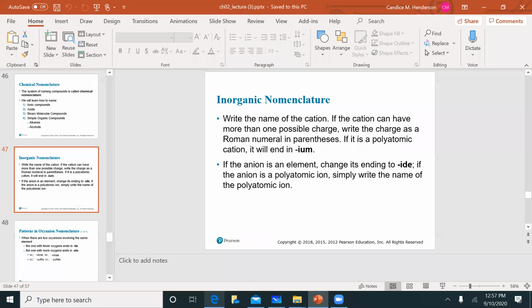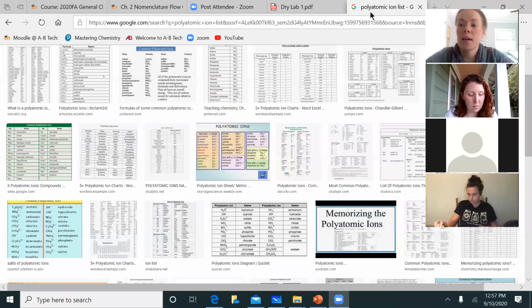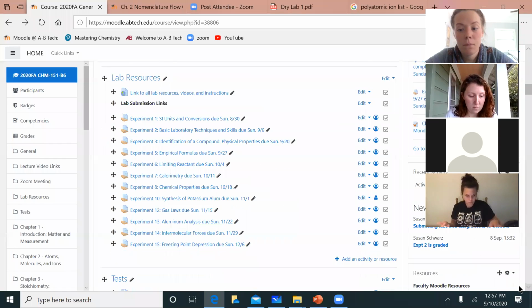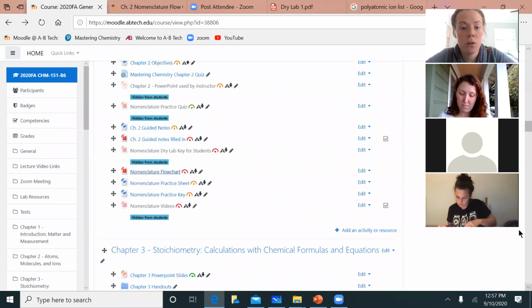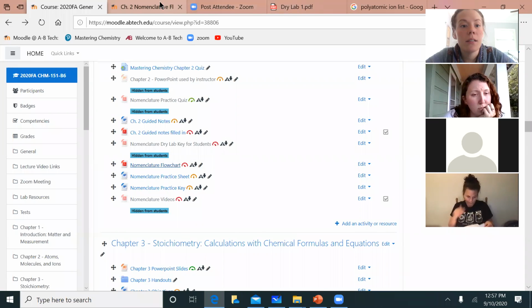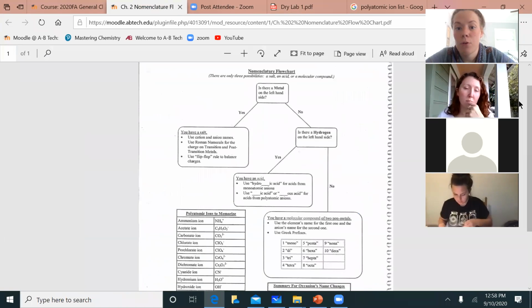So in your Moodle, there is a flow chart that I find really, really useful when it comes to naming, because the way that you name ionic stuff, or a metal and a non-metal, is going to be different than the way that you name a molecular thing, which is 2 non-metal things. So if you go to your Moodle page and you go down into chapter 2, you'll see this thing called nomenclature flow chart. That thing is right here, okay? So this is how you're gonna approach naming every single time you've got a formula.